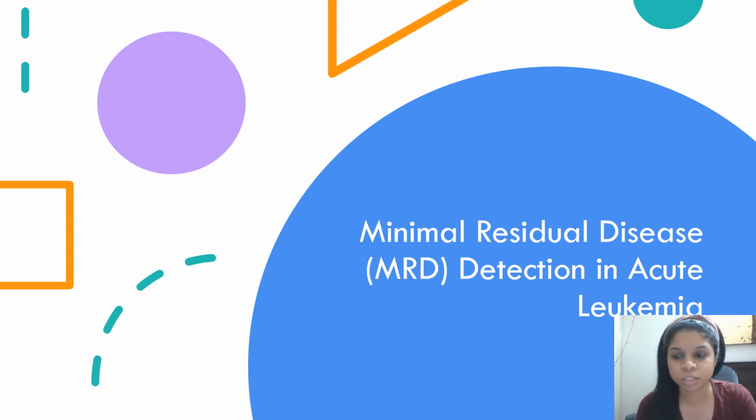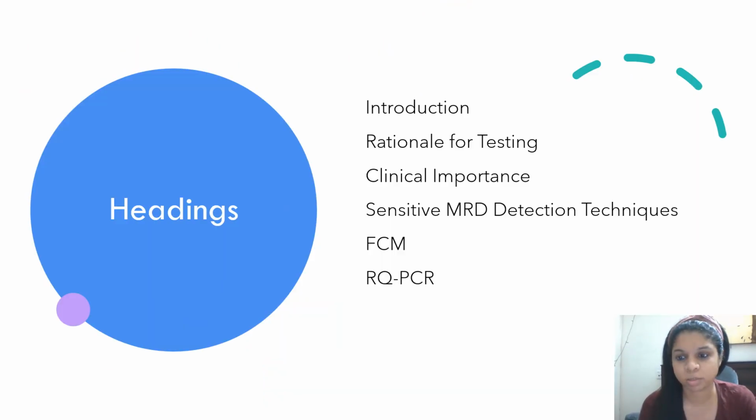So, today we will be taking a new topic from recent advances in hematology, and that is minimal residual disease detection in acute leukemia. It is a very important topic in recent advances, and we will be discussing it under the following headings: introduction, rationale for testing, clinical importance of MRD detection, sensitive MRD detection techniques, flow cytometry, and real-time quantitative PCR.